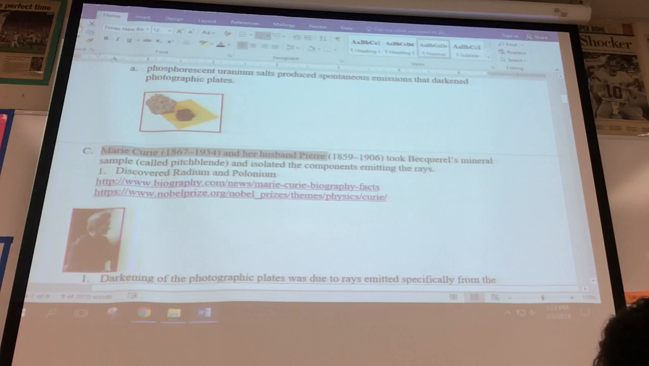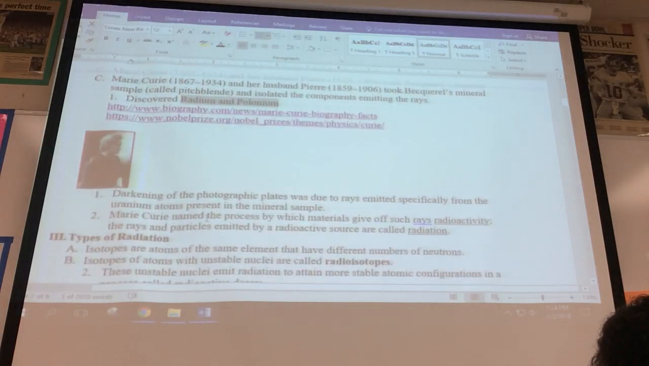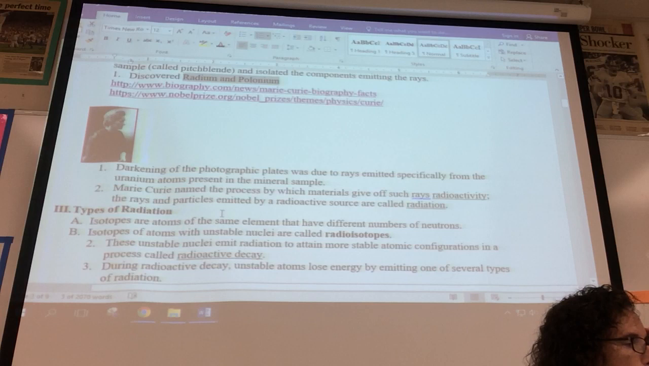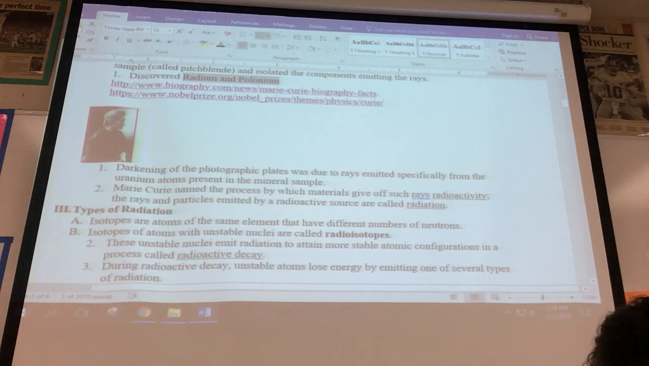She took Becquerel's mineral sample, known as pitchblende, and was able to isolate the components emitting X-rays. This led to the discovery of 2 elements on the periodic table, radium and polonium. They were awarded the Nobel Prize for their work and are credited with the discovery of radioactivity. She said that the process by which materials give off such rays is known as radioactivity, and the rays and particles emitted by a radioactive source are known as radiation.